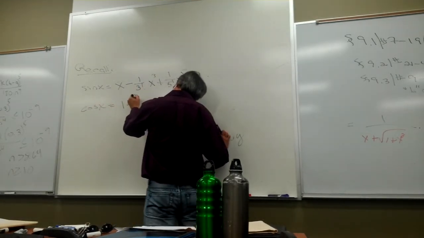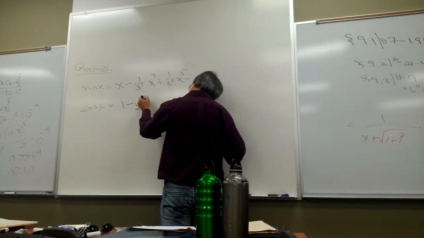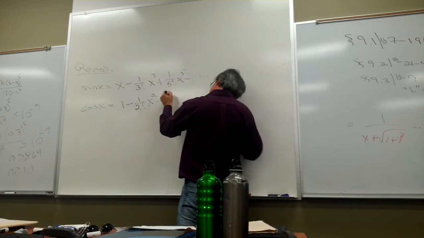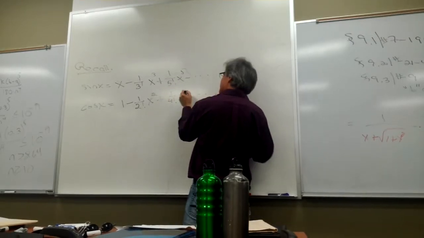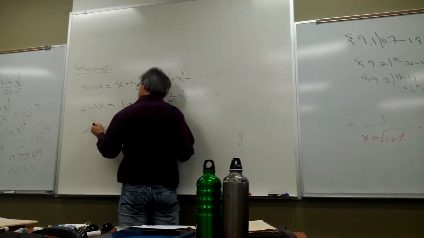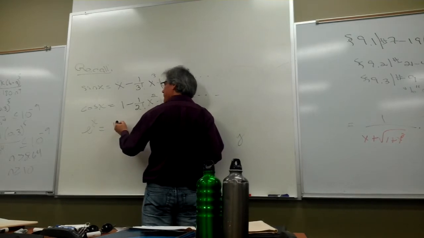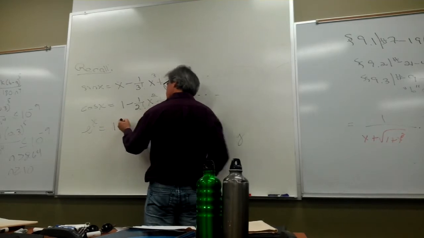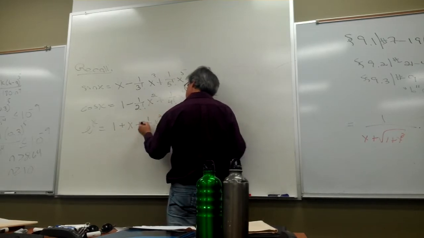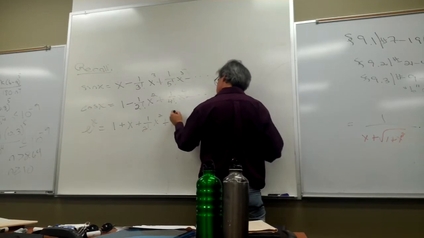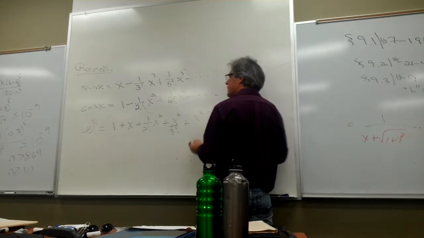1 minus 1 over 2 factorial x squared plus 1 over 4 factorial x to the 4th. Got it. I like it. 1 plus x squared. How about e to the x? 1 plus x plus x squared over 2 factorial, plus x cubed over 3 factorial, plus x to the 4th over 4 factorial. Okay, I think we're seeing it.